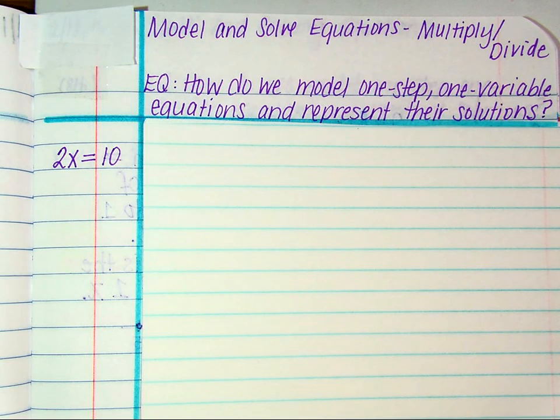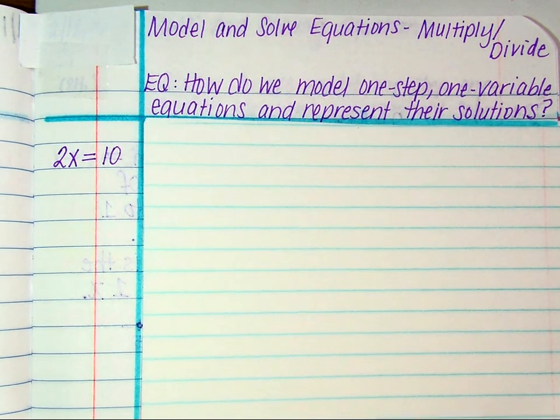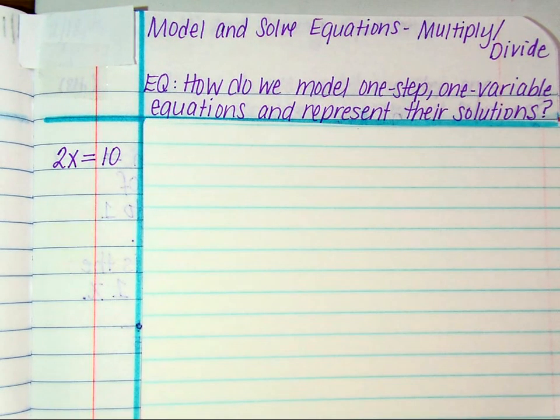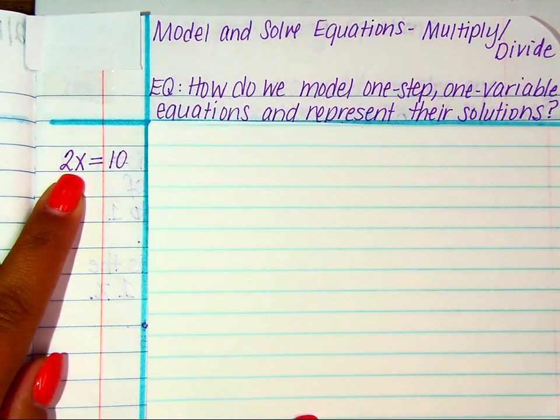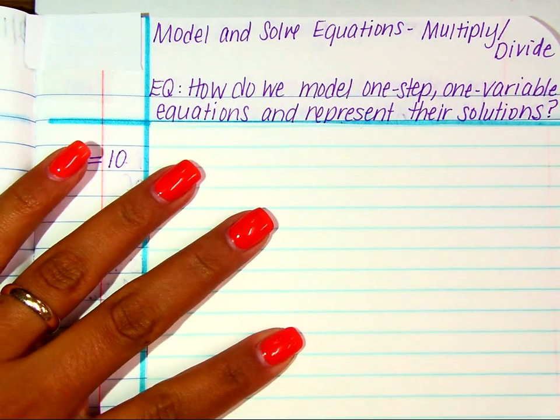Okay, so we're going to go ahead and begin by looking at how we model and solve equations involving one step, one variable. We're particularly going to be looking at those problems that involve multiplication and division. So the first thing that I want to look at is this equation, 2x equals 10, and we're going to model that.